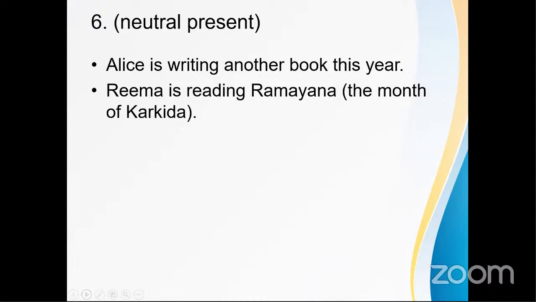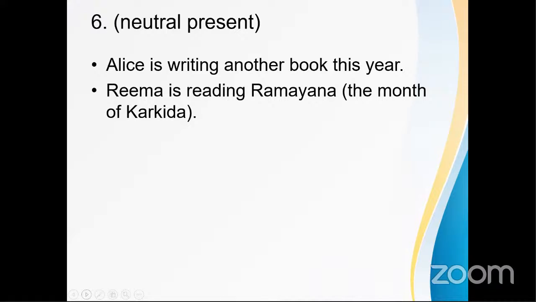So now, if you remember, when we were doing the simple present tense, we talked about something called the neutral present. Somewhat similarly, that is why I put it in brackets. It is not actually called a neutral present, but for our convenience, I have put it within brackets. If you have a sentence like Alice is writing another book this year. This year 2021 has just started. She is in the process of starting to write another book. She is going to write, or trying to write, another book this year. In that context, you can have a sentence like this: Alice is writing another book this year.